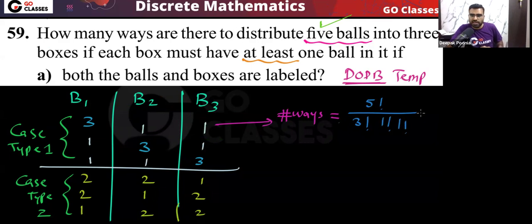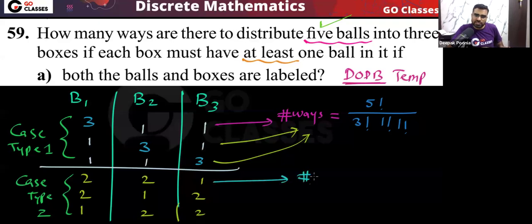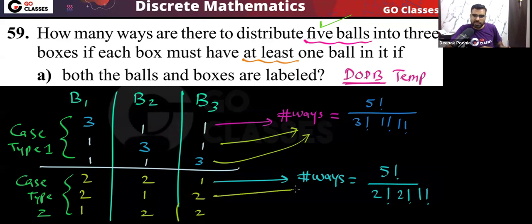And the same value you will get here also. Here also this will be the number of ways, and here also. Yes or no? And what about this? Here the number of ways will be 5 factorial divided by 2 factorial, 2 factorial, 1 factorial. And remember, in this case also the same number of ways.